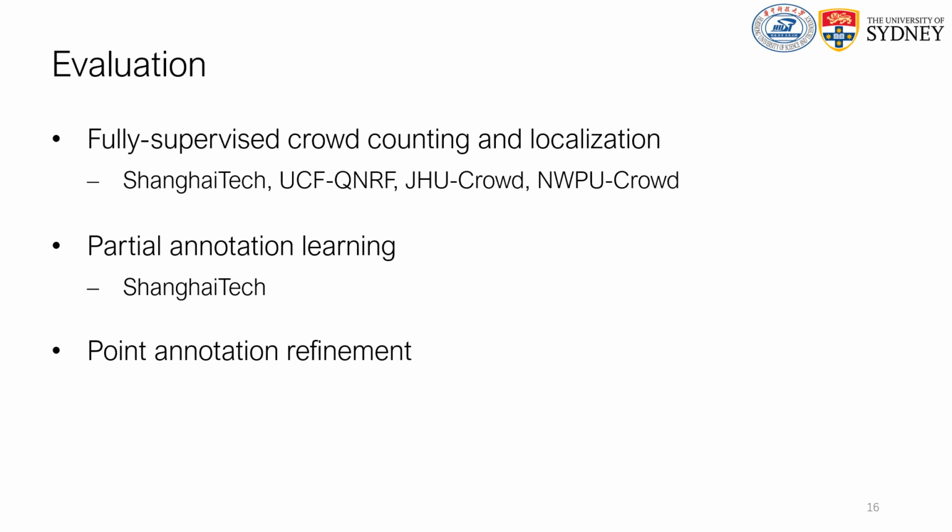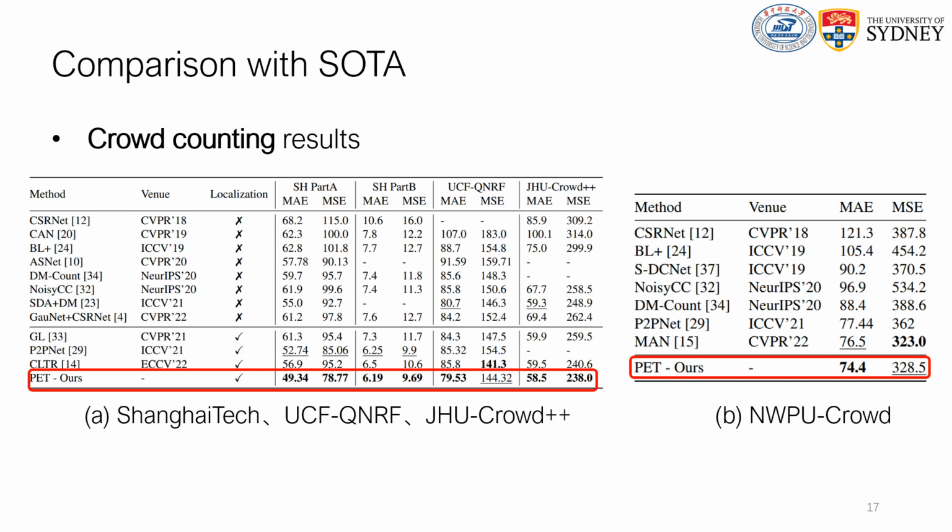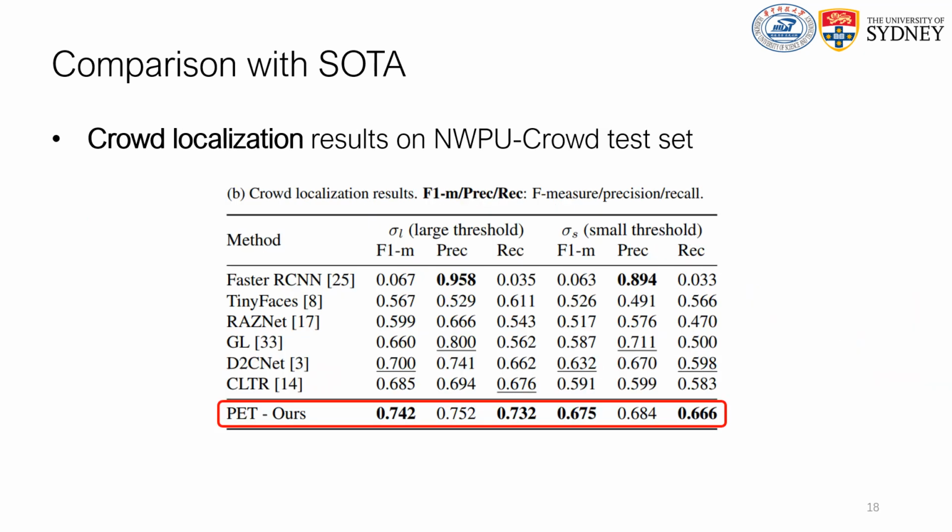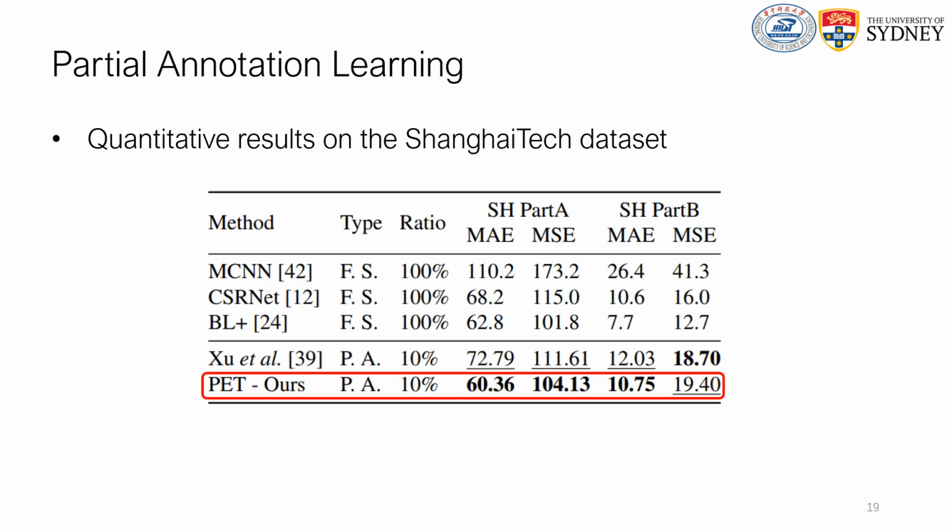We evaluate our approach on a number of crowd-related tasks, including fully supervised crowd counting and localization, partial annotation learning, and point annotation refinement. Our approach achieves state-of-the-art results on existing crowd counting datasets and outperforms previous methods by a considerable margin in crowd localization task. Without bells and whistles, our approach also performs favorably against existing methods in partial annotation learning, in which only a partial region of each image is annotated.